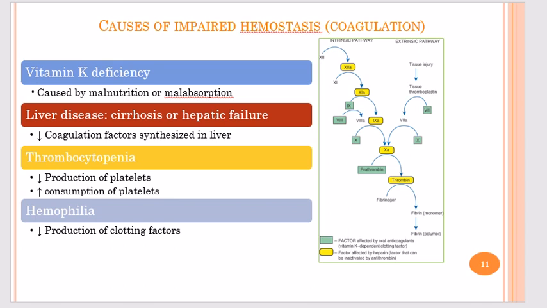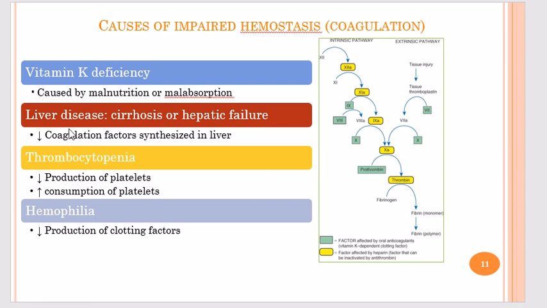Sometimes clotting factors can be impaired, and the 4 main causes listed on this slide include vitamin K deficiency, liver disease, thrombocytopenia, and hemophilia. Starting with vitamin K deficiency, clotting factors need vitamin K in order to be formed, and the clotting factors are in green here. So when we're missing clotting factors, it's usually because of some sort of malnutrition or malabsorption of vitamin K.